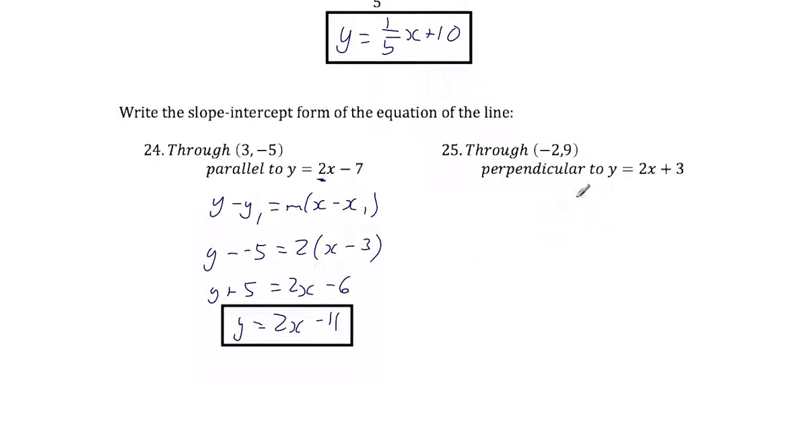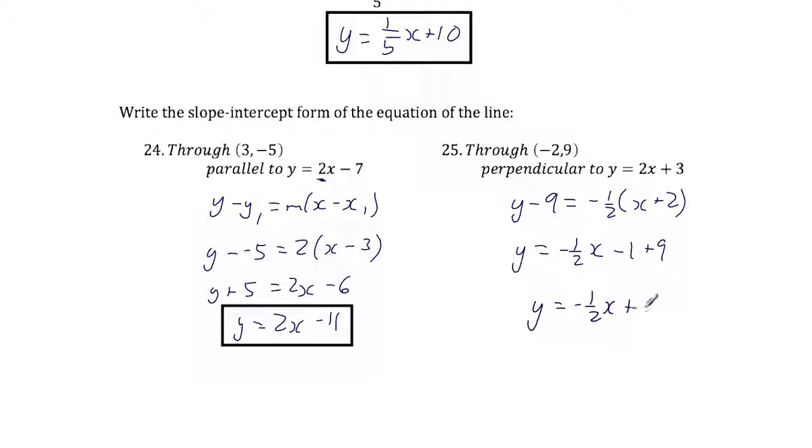And here, perpendicular slopes have opposite reciprocal. So we know we're going to have y minus 9 equals, perpendicular to the slope of 2 is going to give me negative 1/2, times x minus a negative 2, which is plus 2. So we get y is equal to negative 1/2 x. This is going to give me negative 1/2 times 2, which is negative 1. If we add the 9 to both sides, we're going to get y equals negative 1/2 x plus 8. And that is our answer.